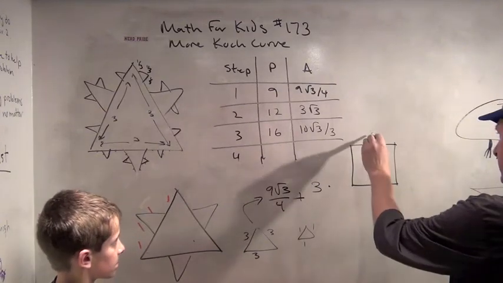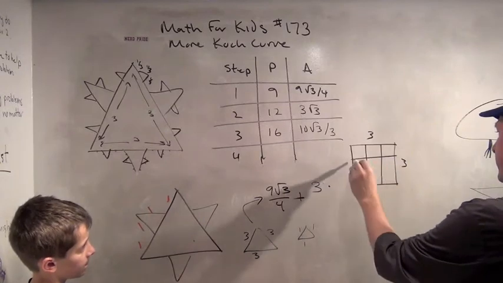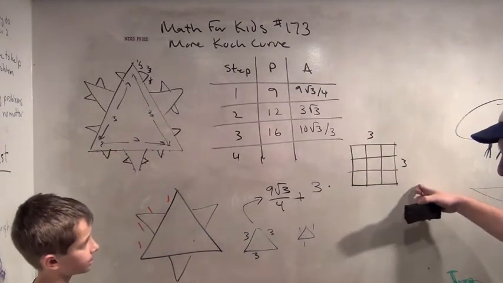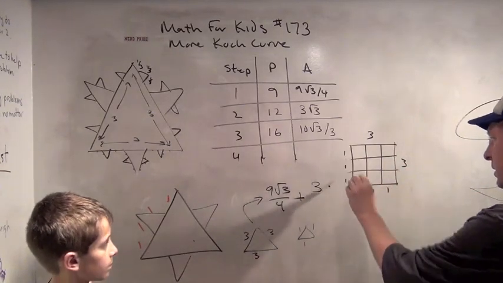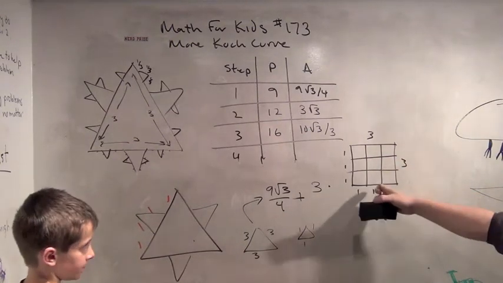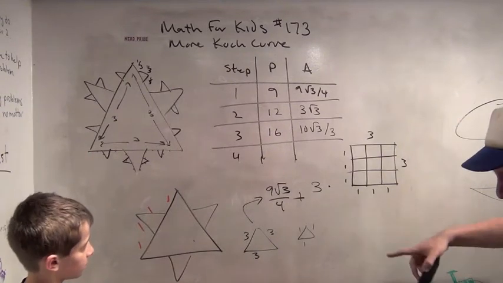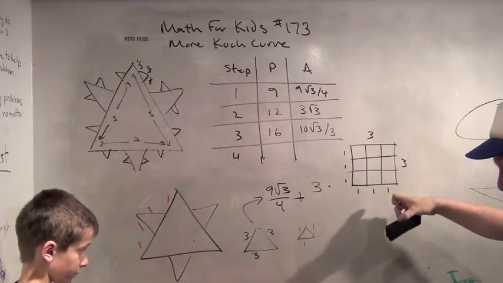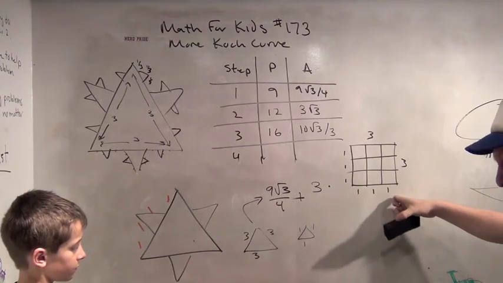I'll just do it. I was going to have you draw it, but it's a little high up for you to reach. So when I take a square whose side length is 3 and I cut it into sides that are 1, 1, and 1, how many little squares do I have? 9. I have 9 squares. So that gives us a hint that when you divide each side by 3, the area changes by a factor of 9.